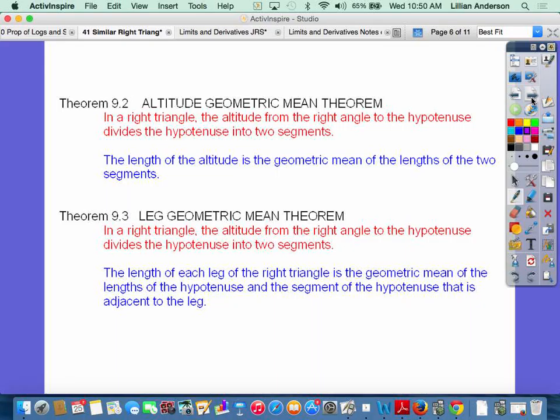Casey, hands. Wait, say what? Has anyone ever heard of geometric mean? You weren't here on Monday. Hand down. Has anybody ever heard of geometric mean before?